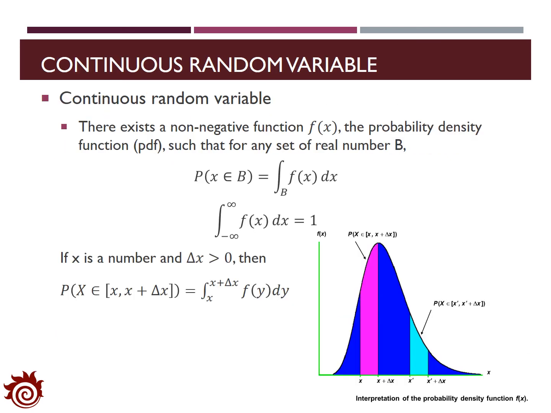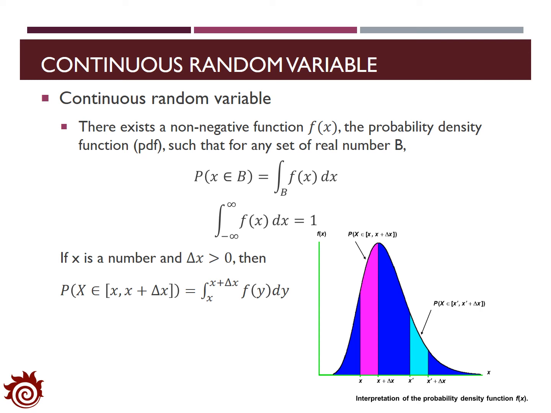Another type of random variable is a continuous random variable. With this random variable, there exists a non-negative function f(x), which is the probability density function, which we also call the PDF. It makes sure that for any set of real numbers, capital B, the probability of the variable x being in that set is the integration of f(x) over the set B. We also have one condition for the PDF: the integration of f(x) from -infinity to infinity is always 1.